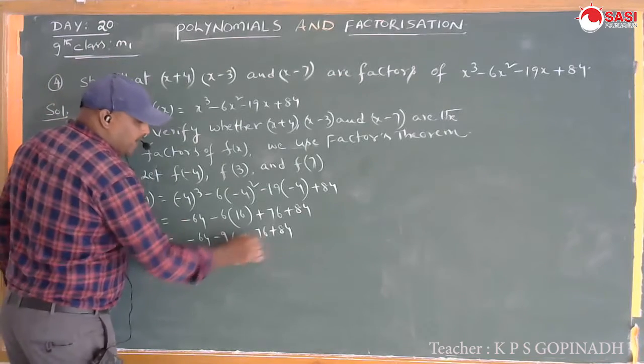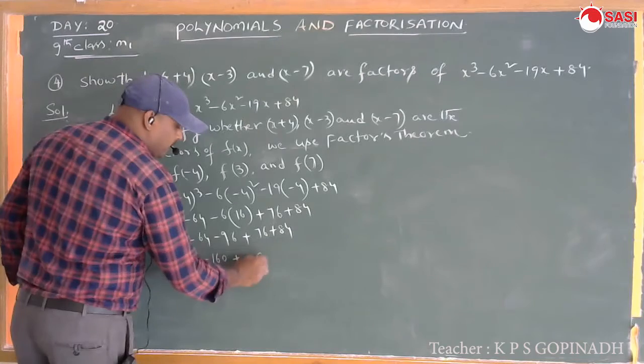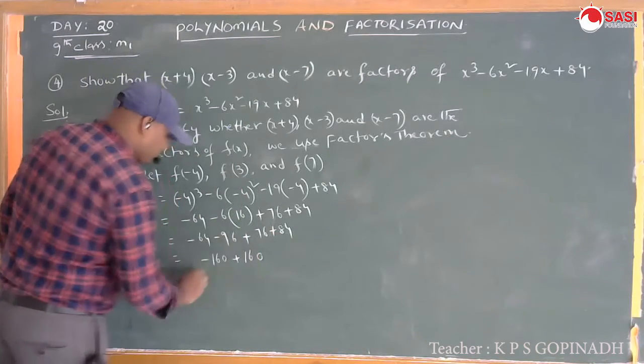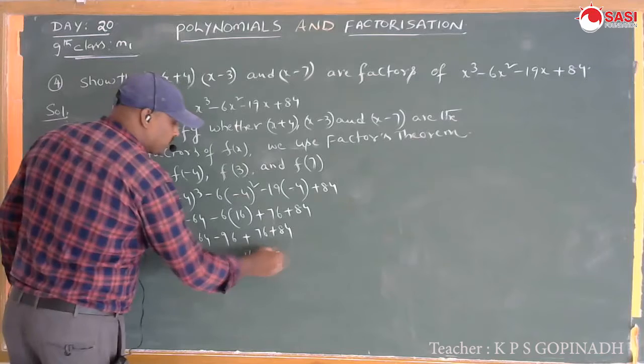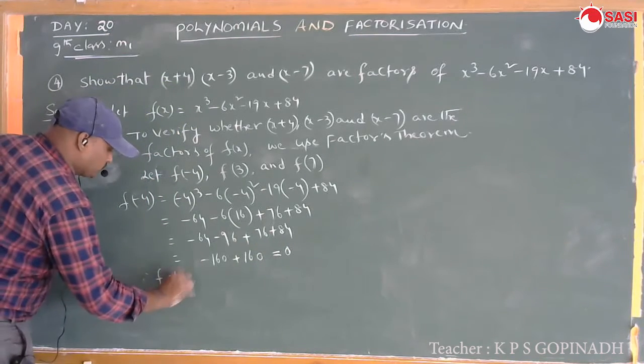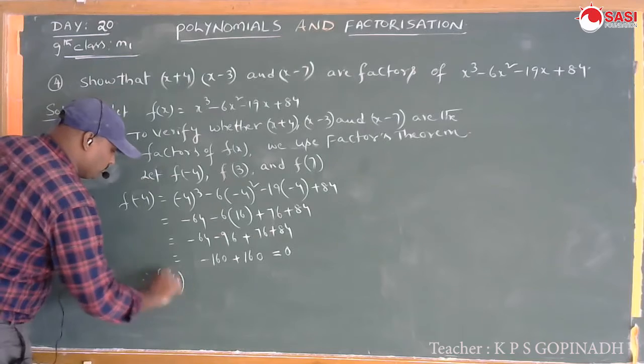Again here add the positive numbers. 4 plus 6, 10, remainder 1. 8 plus 7, 15, plus 1, 16. Minus 160 plus 160 is equal to 0 came. So therefore f of minus 4 is equal to 0 came.